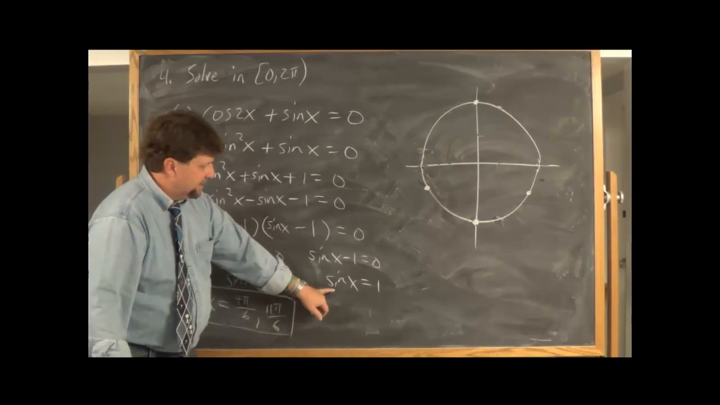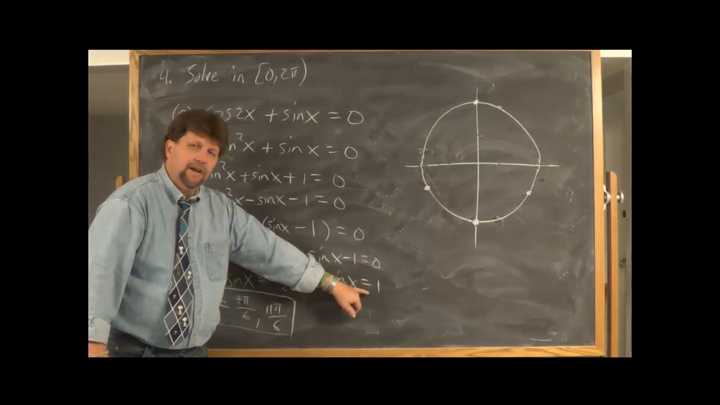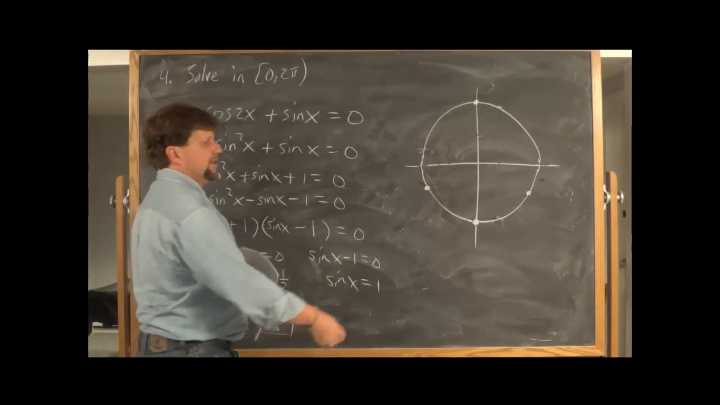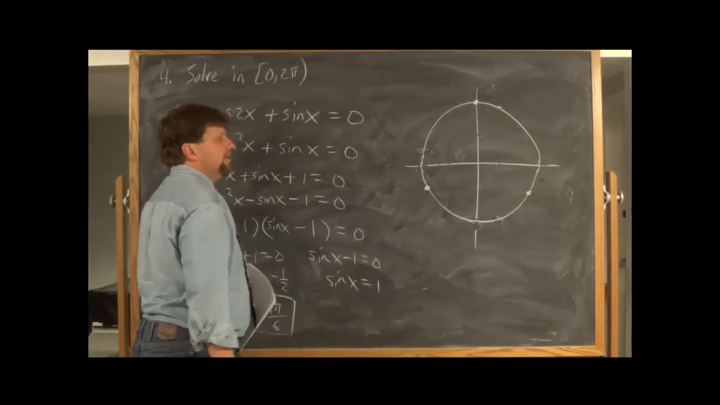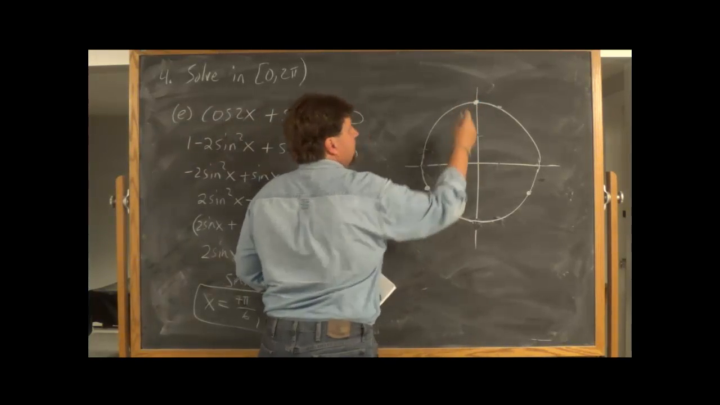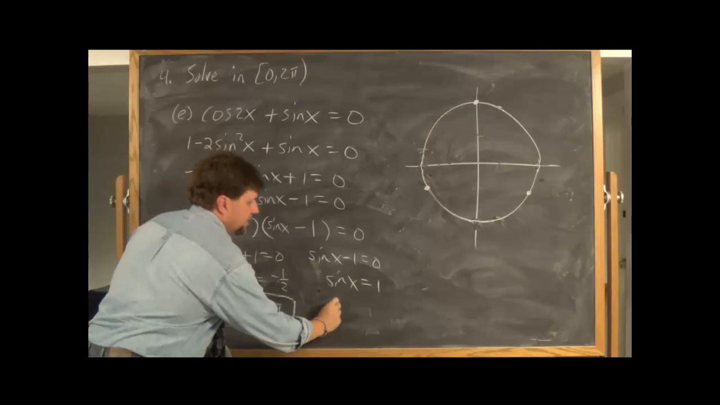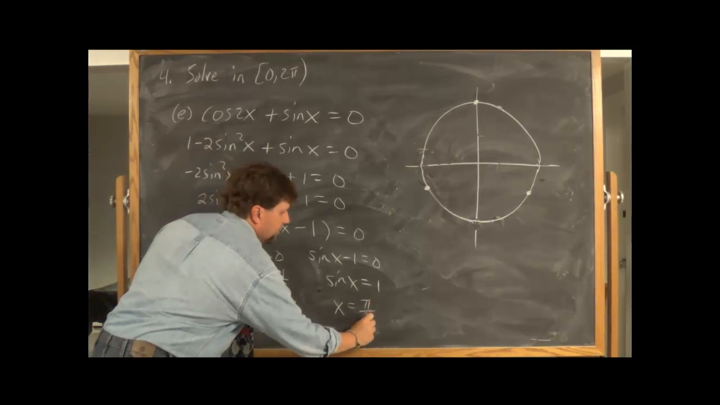Where will we find that sine has a value of 1? Well, that's on the unit circle. Where do we find a y-coordinate with a value of 1? That's right up here. So that's at pi over 2.